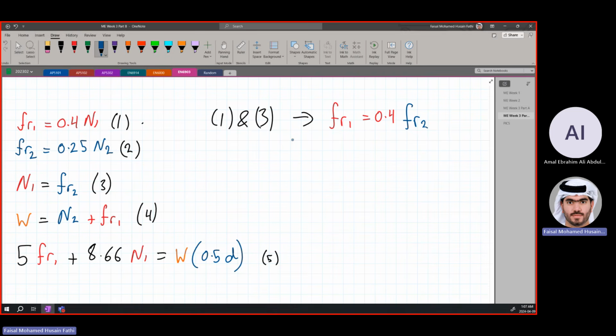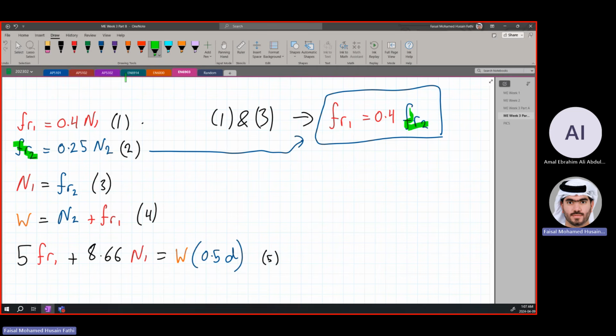Next, we can look at this same equation that we found, and use equation 2 to simplify N2 in it as well. We're just going to plug in FR2 instead of the FR2 over here. So FR1 is equal to 0.4 times 0.25 N2. Okay. So we have used equations 1 and 3, and now equation 2, we have also used it. Now we will be left with equations 4 and 5.